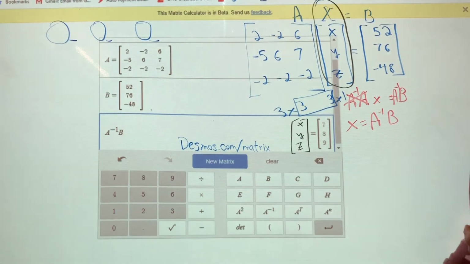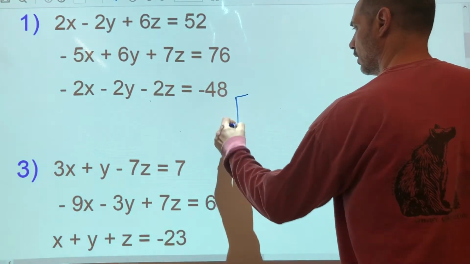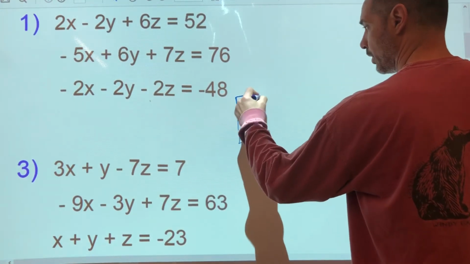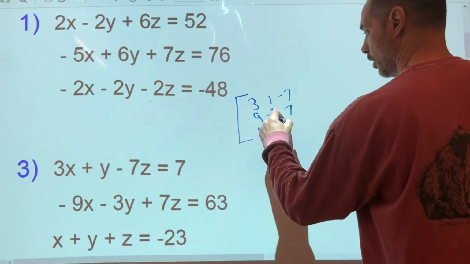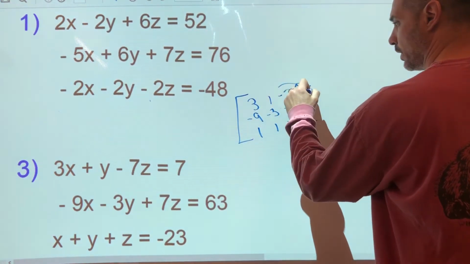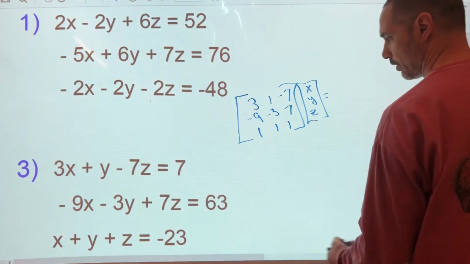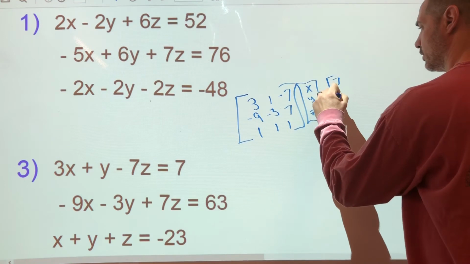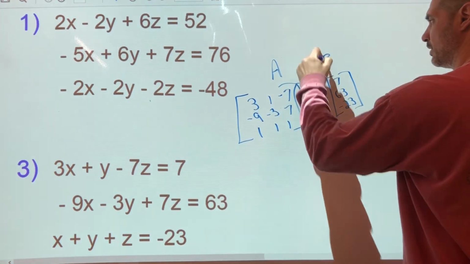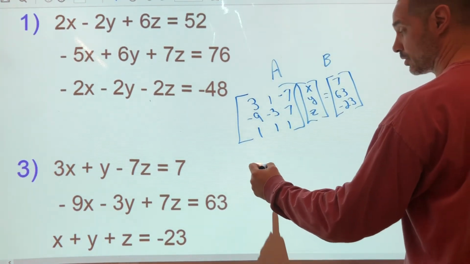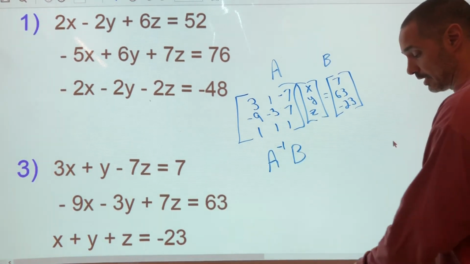We're going to do one more, but I'm going to do it way quicker. Okay, we're going to solve this. So we have our coefficient matrix 3, 1, negative 7, negative 9, negative 3, 7, 1, 1, 1, times x, y, and z equals 7, 63, negative 23. I'm going to call this matrix A and this matrix B, and so in my matrix calculator, I'm going to do A inverse B and see if we can't get an answer.